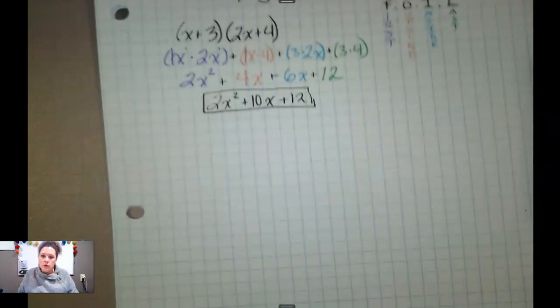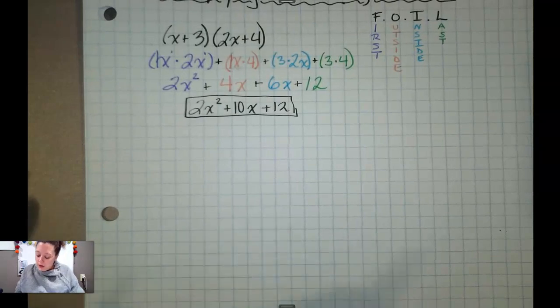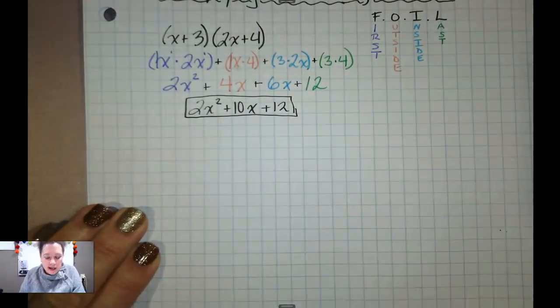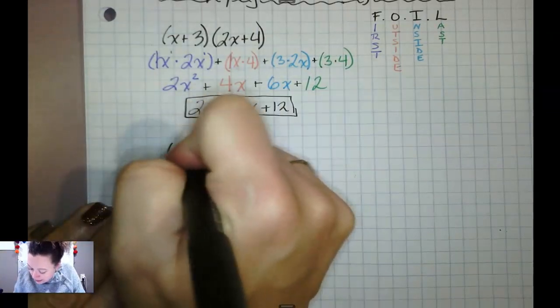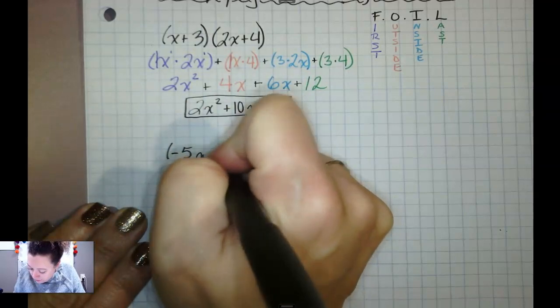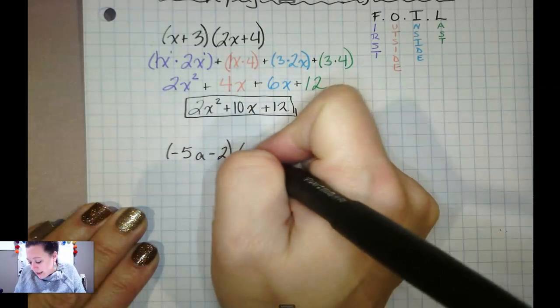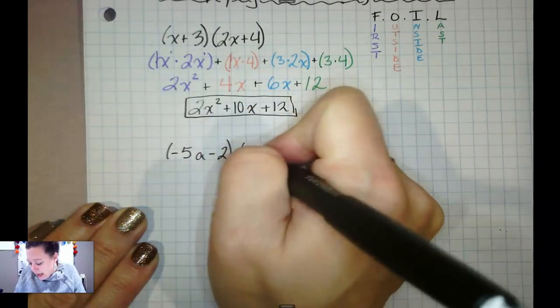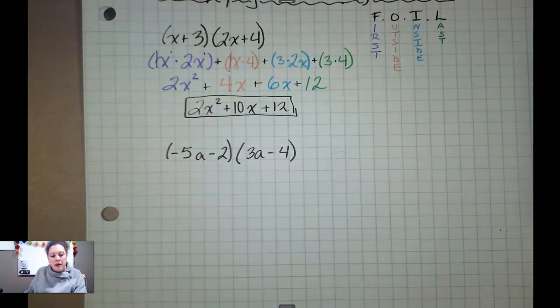Okay, let me do one more for you to make sure you understand this. So let's say now I'm going to throw in some negative signs. So let's say in this example we have negative 5a minus 2. And to that we're going to multiply, I don't know, let's say 3a minus 4. I'm going crazy with the minus and negative signs.